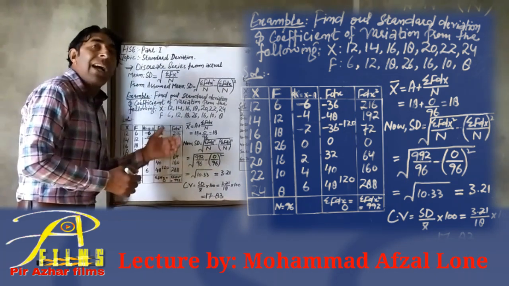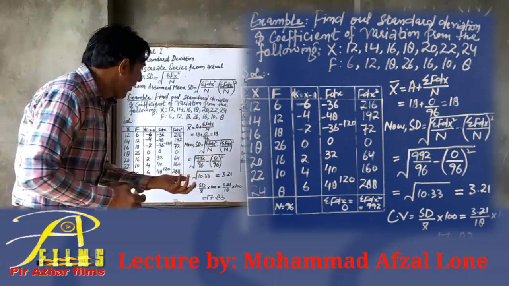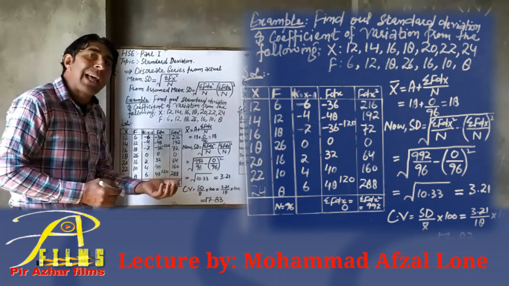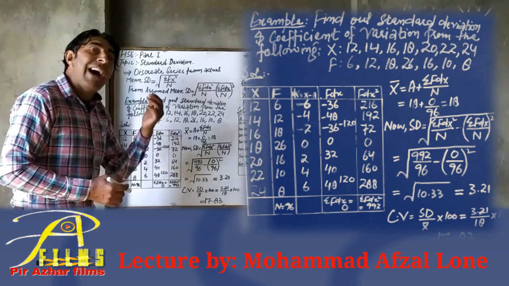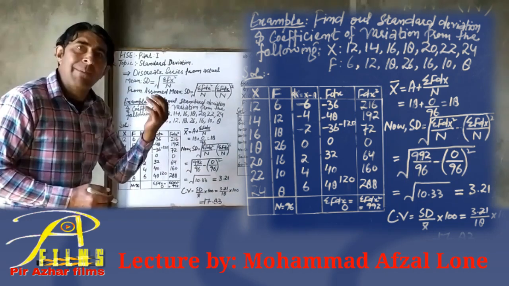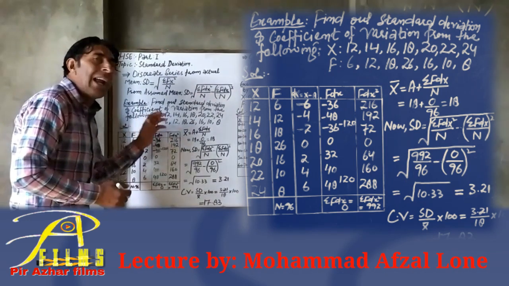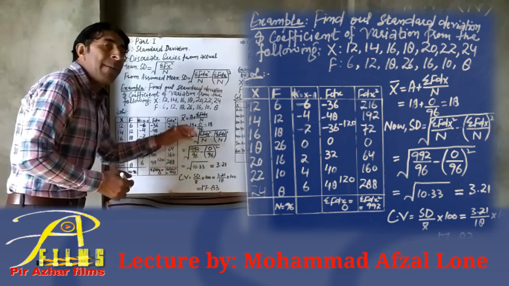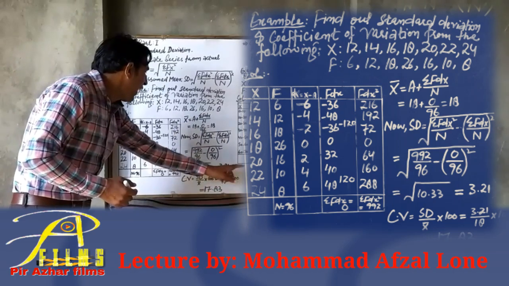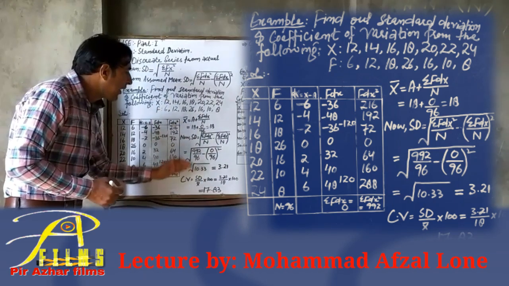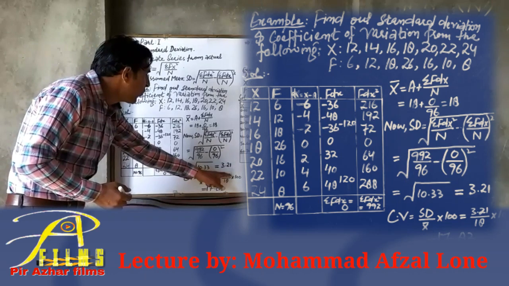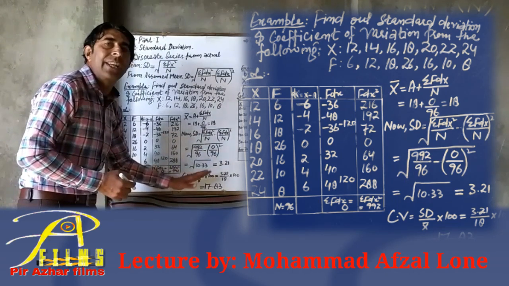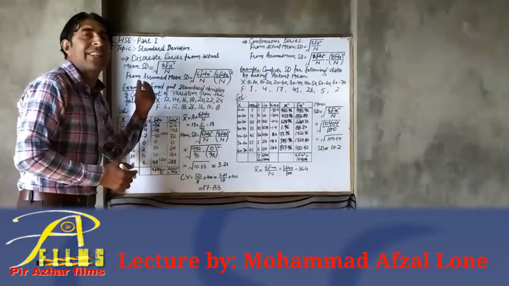Now let us see what the coefficient of variation is. In calculating the coefficient of variation, we have the formula: standard deviation divided by the actual mean, into 100. We have the standard deviation, the value which we got here, 3.21, divided by the mean, which is 18, into 100. Therefore, our coefficient of variation is 3.21 divided by 18 into 100. That is 17.83. This is the coefficient of variation in the discrete series.